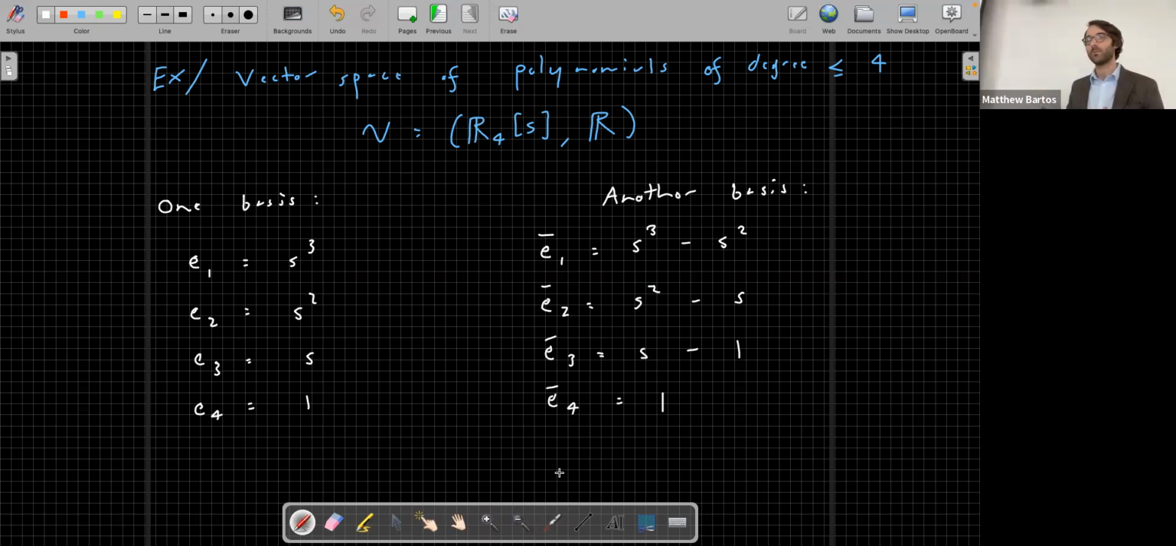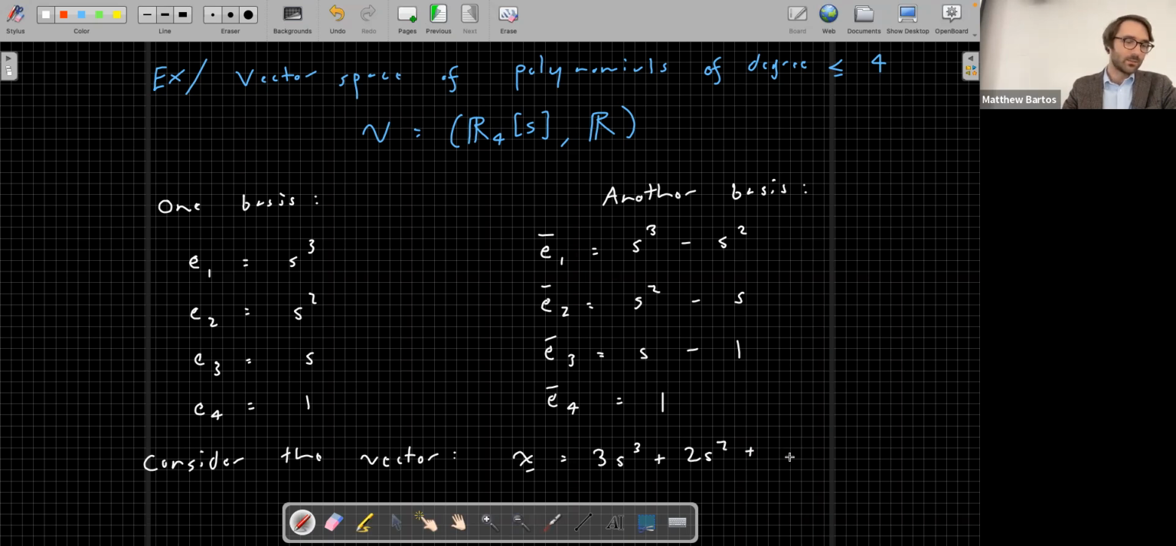You can represent any polynomial in S of degree less than or equal to 4 with either of these bases, and they will work. So in this case, let's consider the vector, which is a polynomial, which I'll call X, equal to 3S cubed plus 2S squared minus 2S plus 10.